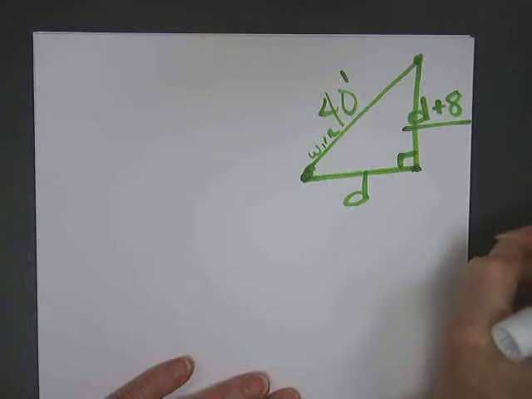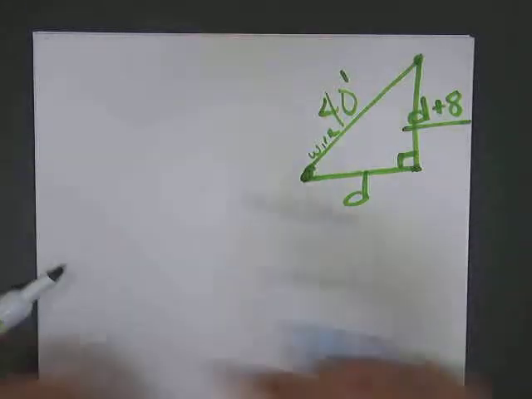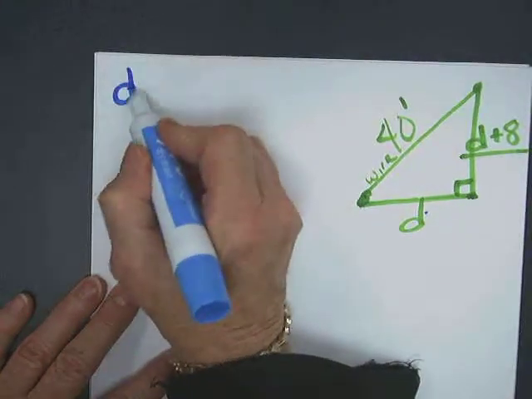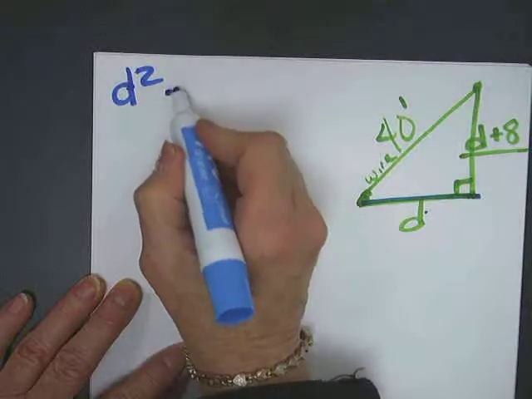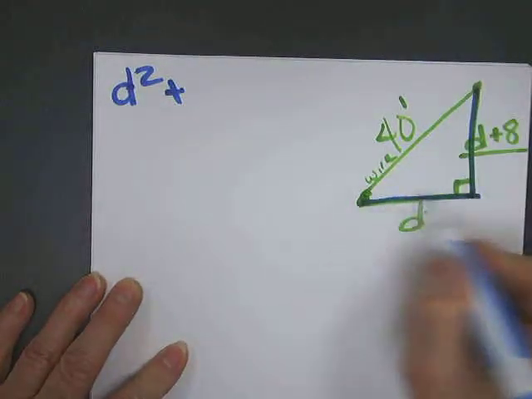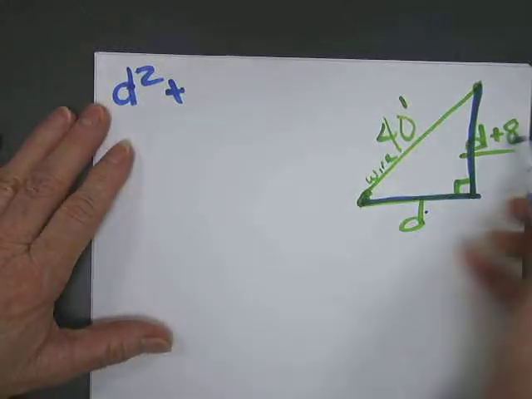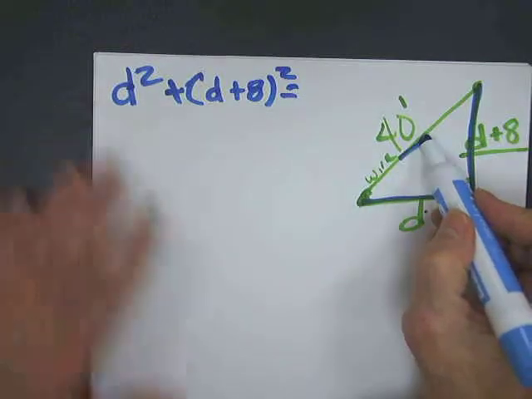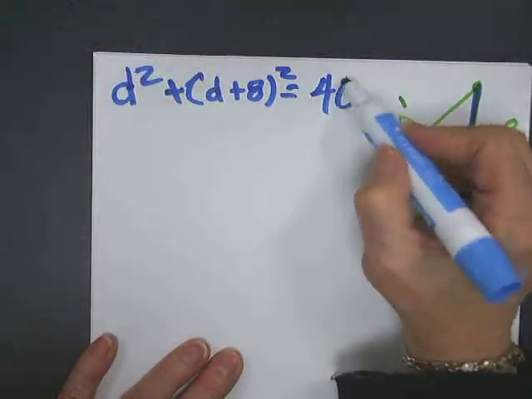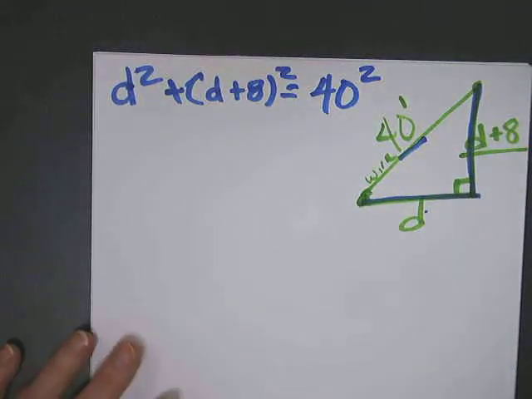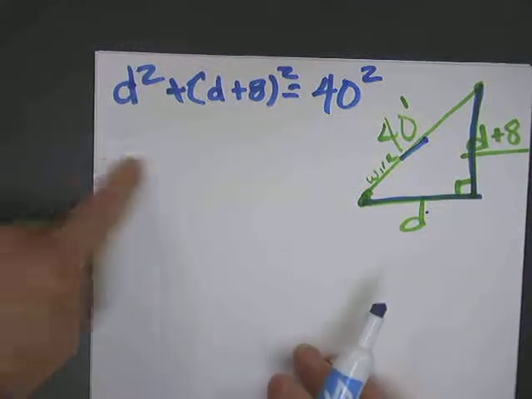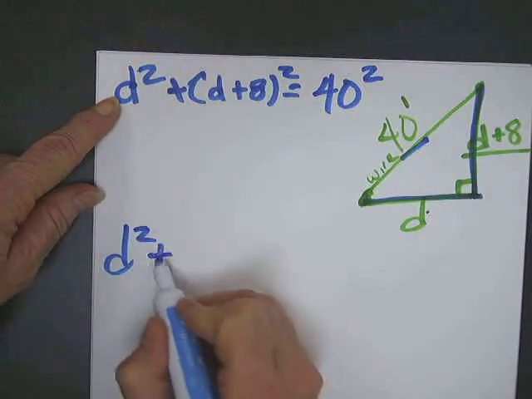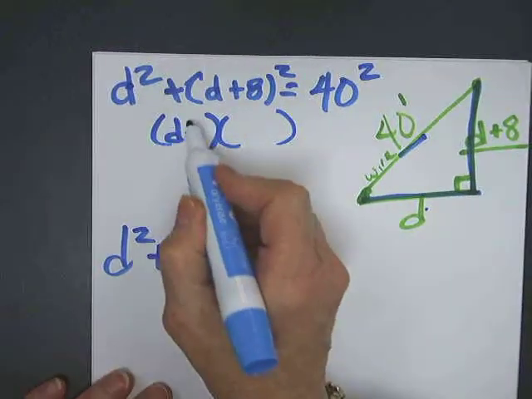Okay, a wire is stretched from the ground to the top of an antenna. Okay, here's our wire. The wire is 40 feet long. The height of the tower is 8 feet greater than the distance d of the base. So this is 8 feet more than how far it is from where the wire is attached to the base of this antenna. So what we're going to write here, 8 feet more, you have to put plus 8.